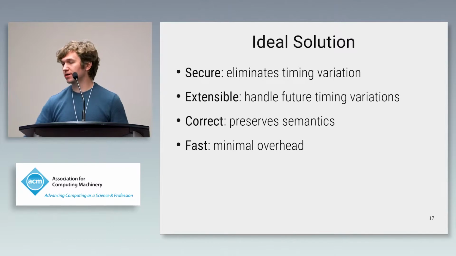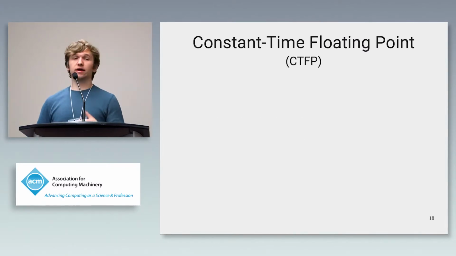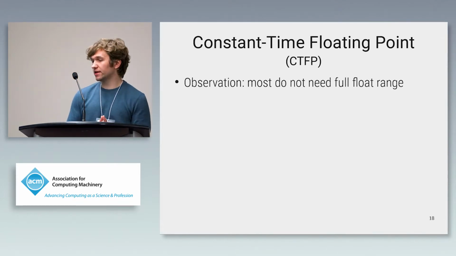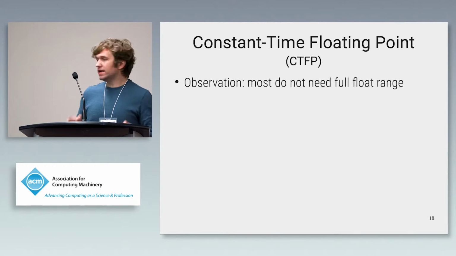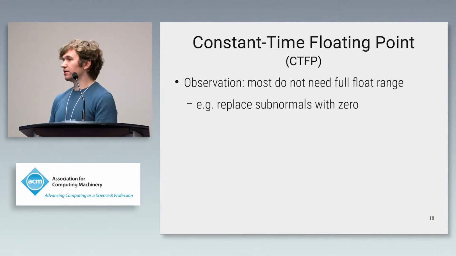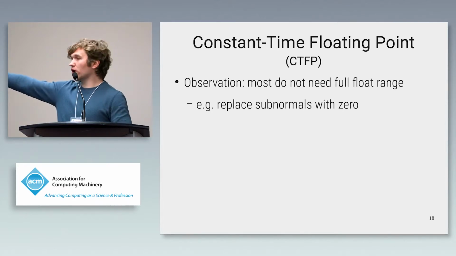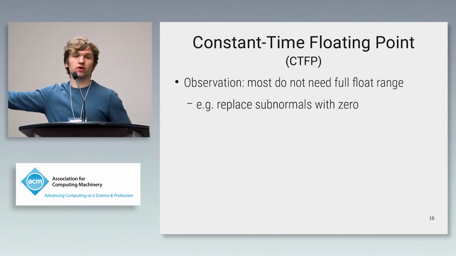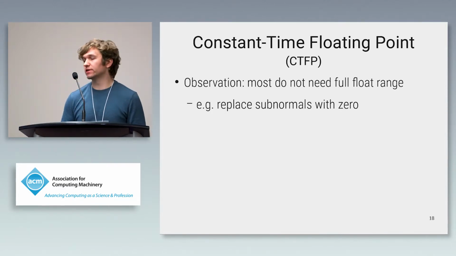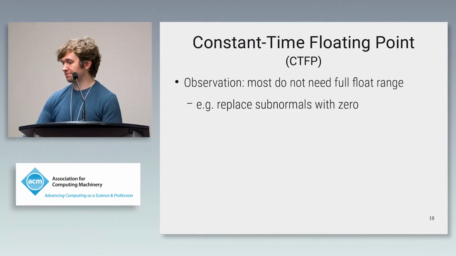And to address these points, we came up with our system called constant time floating point. And it's based off of 2 observations. The first observation is most people don't need the full floating point range. And we've already seen this, right? When I was talking about those FTZ and DAZ flags, they already replace subnormal numbers with 0. Meaning the user isn't going to be using those specific values, and we do take it a little bit further in order to recover speed.